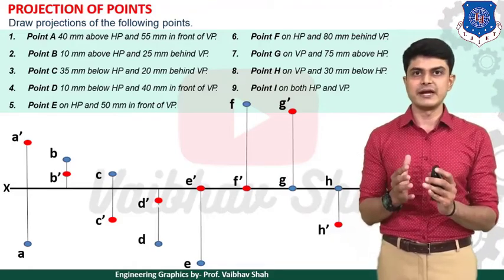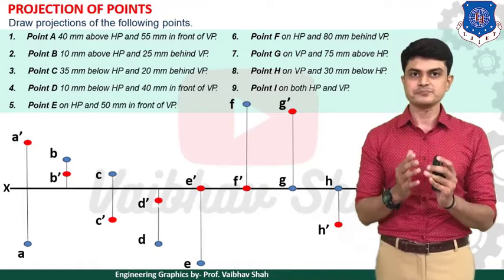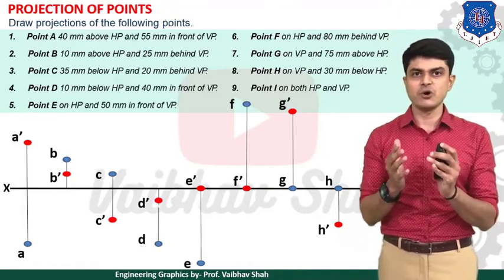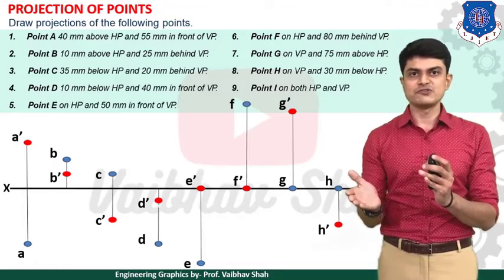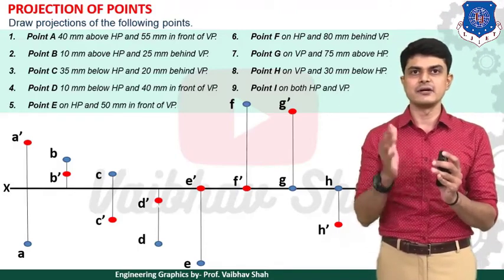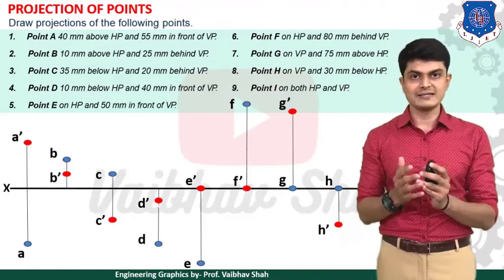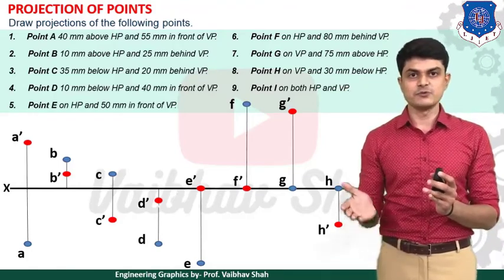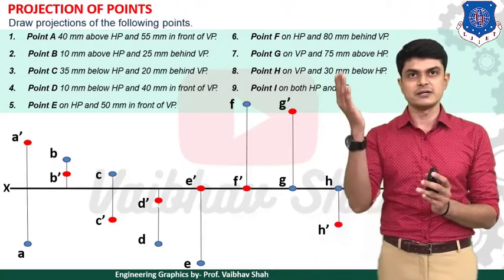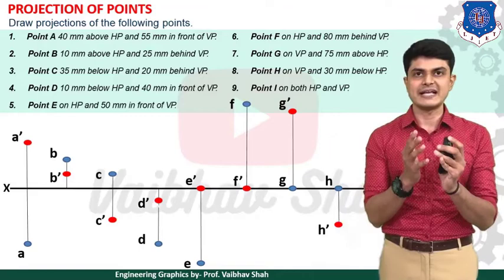Now let us see example number 8. Point H is on VP and 30 mm below HP. So here point H is on VP, that means your point H without dash would be on VP or on XY line, and 30 mm below HP, that means below XY line, right? So your point H dash would be 30 mm below XY line. This would be your final point H dash.